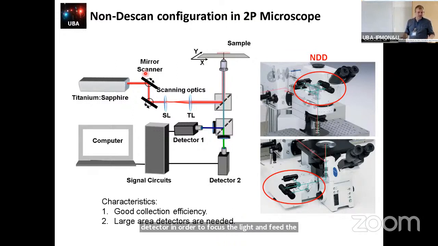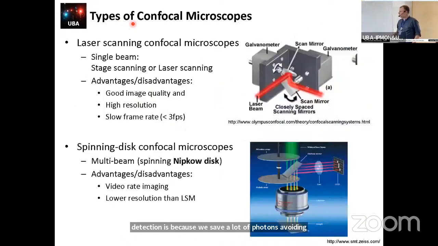And why bother to do that? Well, the thing is, as you save steps in the optical path, you gain more photons in the collection. So the reason why sometimes in two-photon microscopes we use non-scan detection is because we save a lot of photons, avoiding passing through the scanning lens, avoiding passing through the scanning mirror, etc., right? So these are the two main configurations.